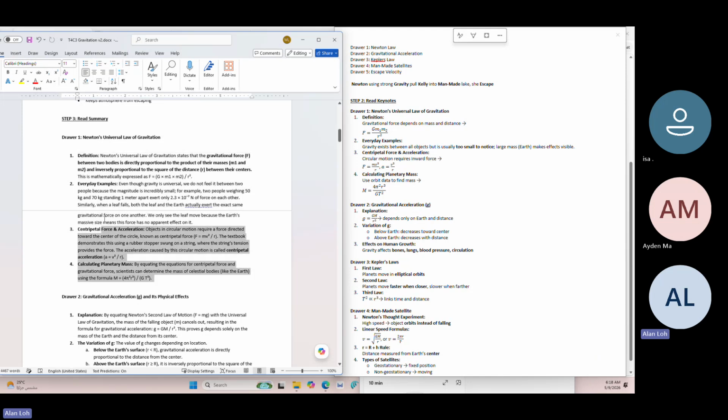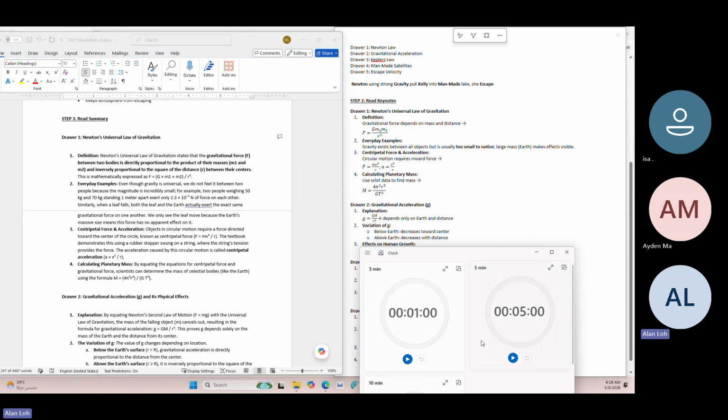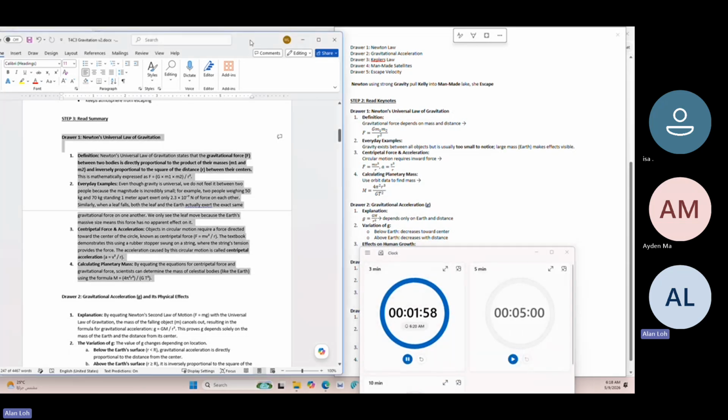So let's read this for 3 minutes. Let's do 2 minutes. All right, let's do 2 minutes for drawer 1. Let's start now.